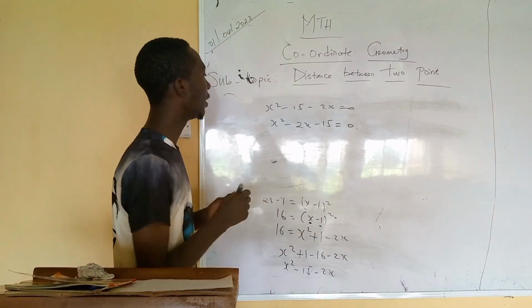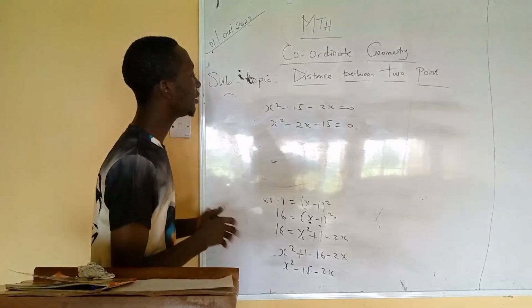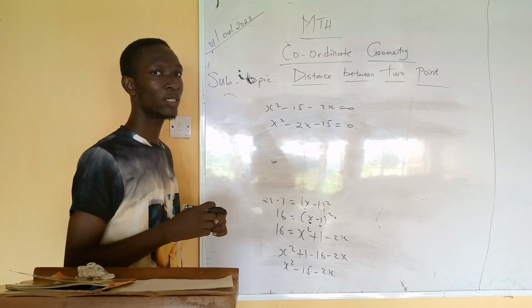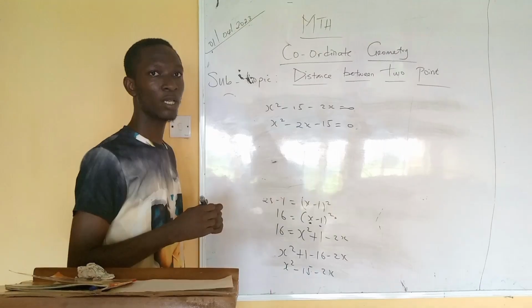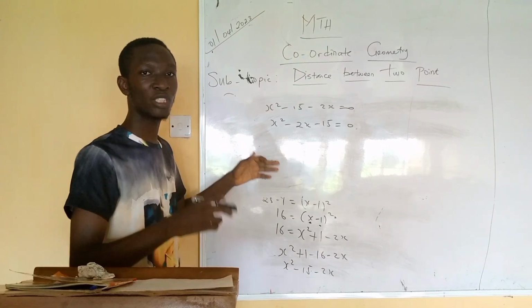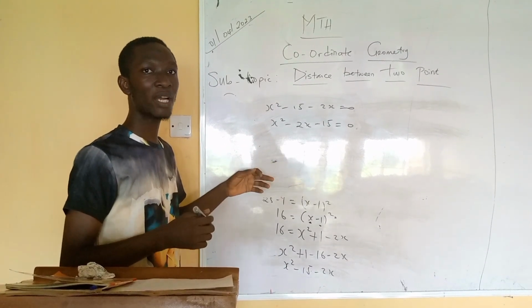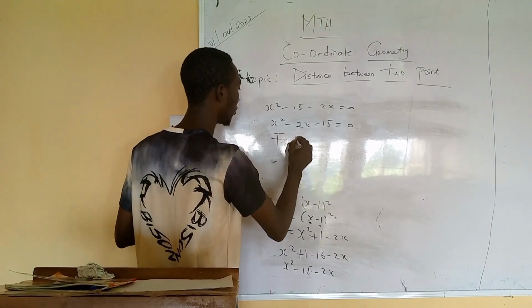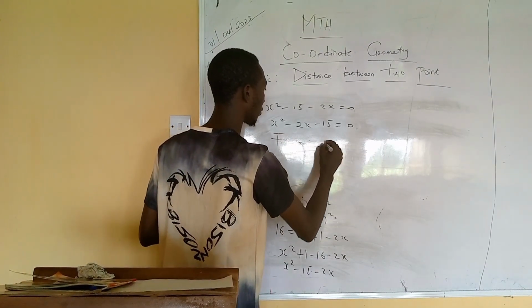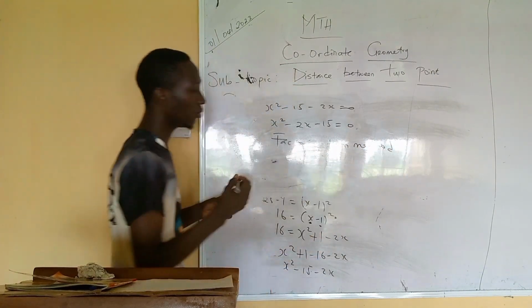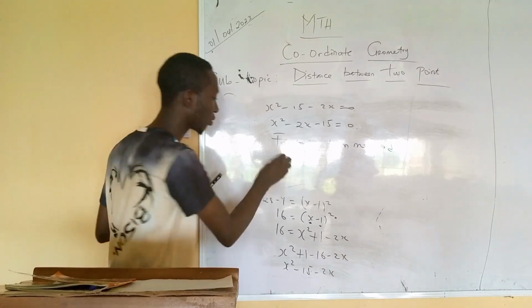Arranging this properly, what is this? A quadratic equation. And there is a method we can use to solve any quadratic equation, which we call the factorization method. Now this is very easy. It's easy to factorize.